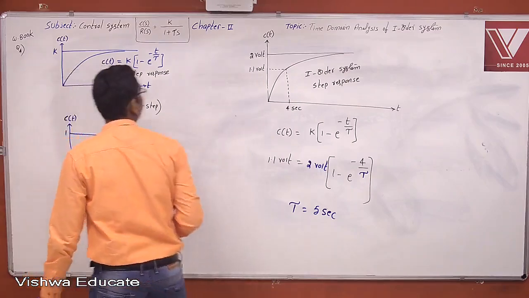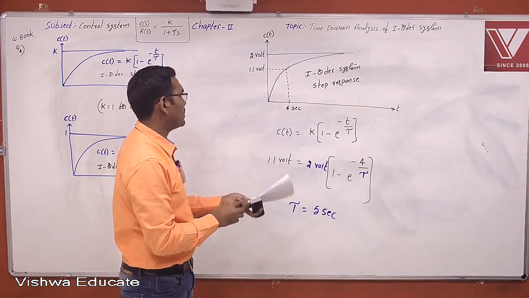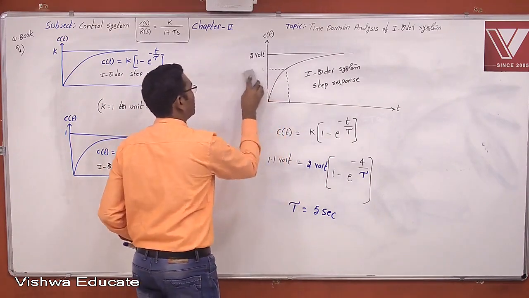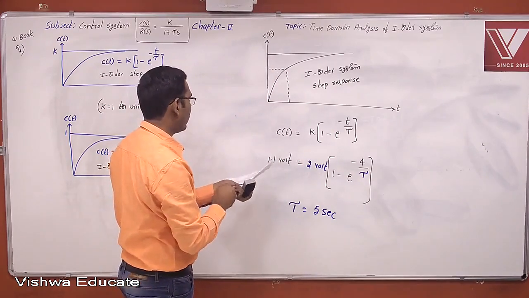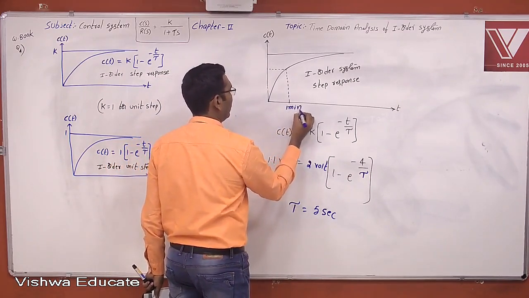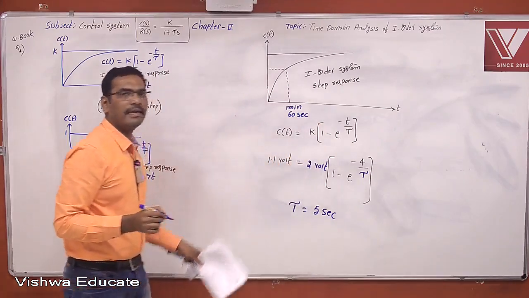Question number 4. A thermometer represents a first order system, initially at rest position. The response will take 1 minute, which means 60 seconds, to reach what?